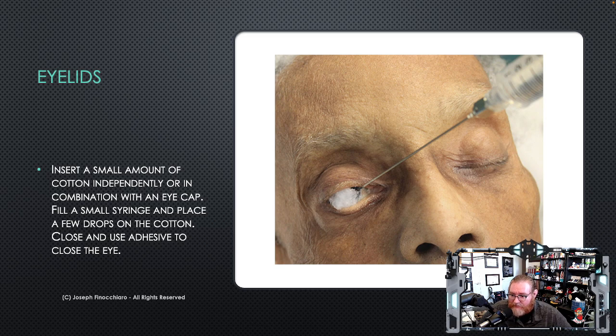Insert a small amount of cotton independently or in combination with an eye cap. Fill a small syringe and place a few drops on the cotton. Close and use adhesive to close the eye.